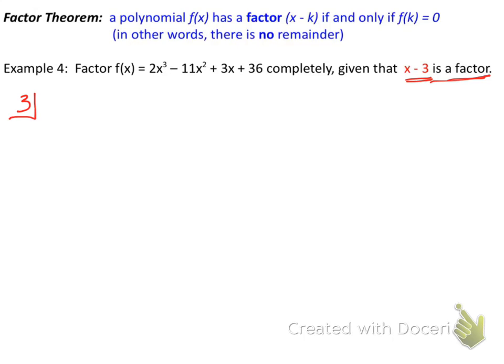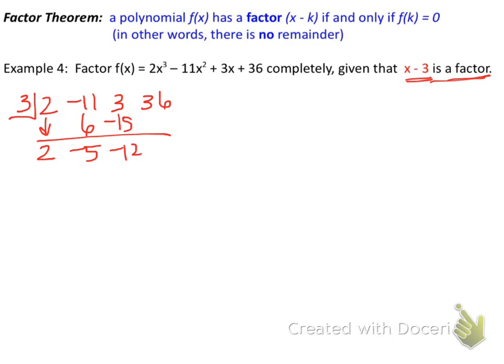And so again, we're going to set that x minus 3 equal to 0. We get x equals a positive 3, so we're going to divide in positive 3. And again, my coefficients. And now doing that same process, bring the 2 down, and multiplying, and doing my addition. And I end up with 0, which means x minus 3 is indeed a factor.